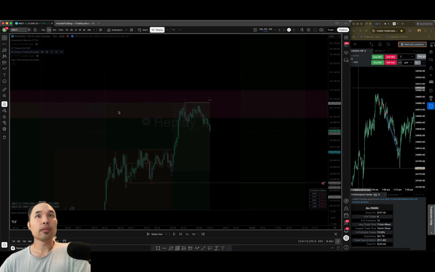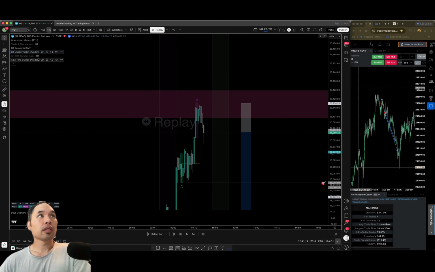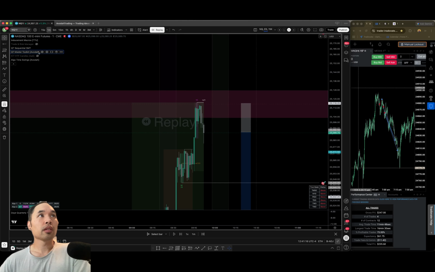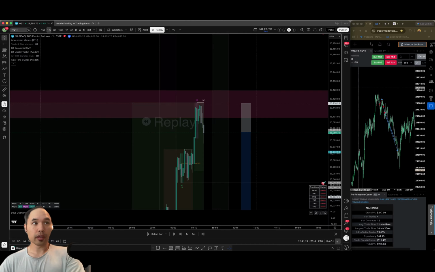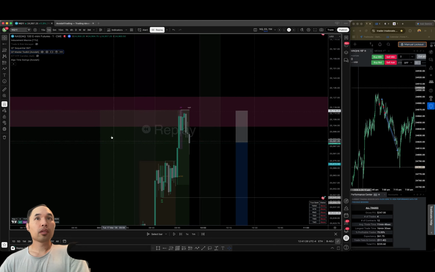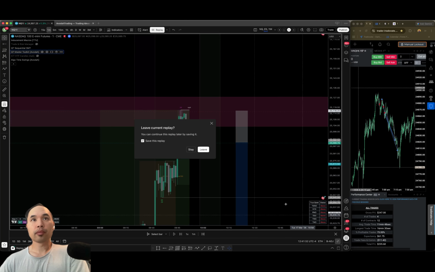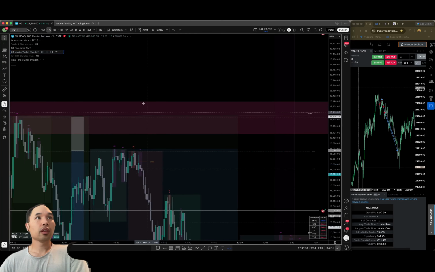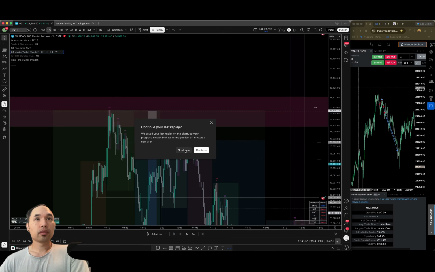Let's change time frames just to get the indicator working. What's going on with this? Just lagging. Let me hide this. I think it's lagging in replay. Let me try to leave. Start new.